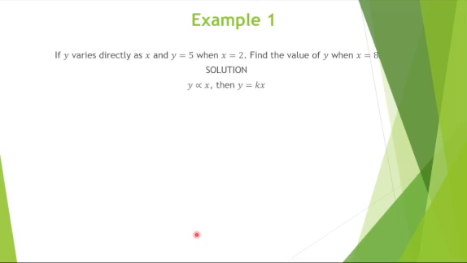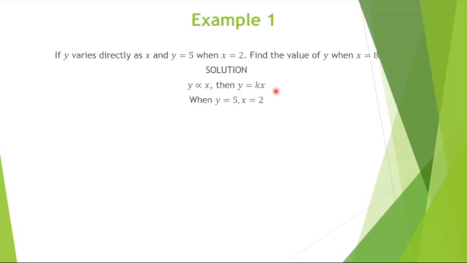So we write our expression: y is proportional to x. Then converting it to an equation, it means y is equal to kx. I told you, you introduce the equal to sign, then you remove the proportional sign and bring in the constant of proportionality. So with this, we now go ahead to solve to find the letter k, our constant of proportionality.